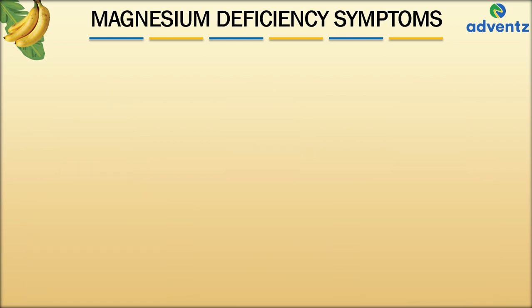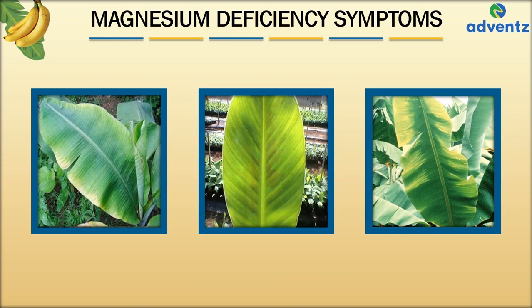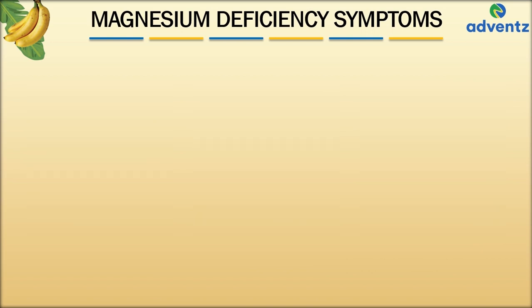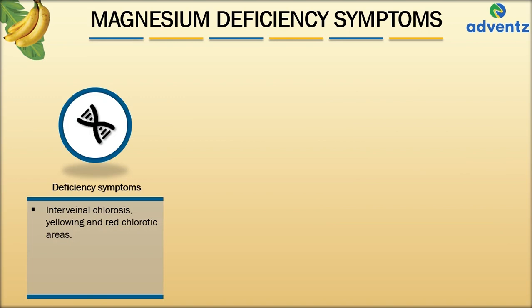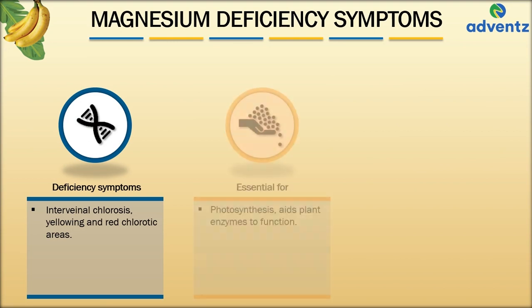The next one is magnesium deficiency. These images highlight the visual magnesium deficiency symptoms in a banana plantation. The leaves of the plant develop intervenial chlorosis, yellowing, and red chlorotic areas. Recap. Magnesium deficiency symptoms are intervenial chlorosis, yellowing, and red chlorotic areas. Magnesium is essential for photosynthesis and it aids the plant enzymes to function.